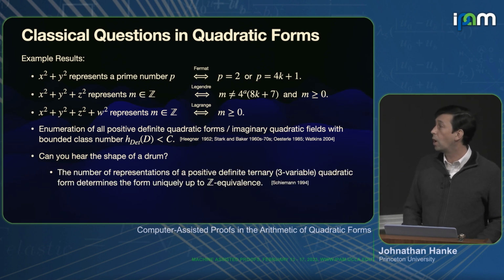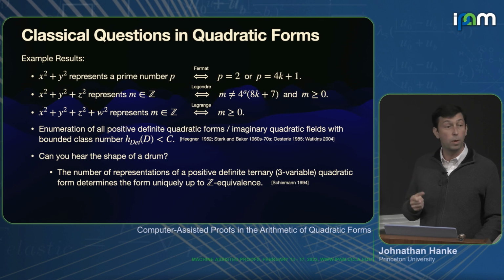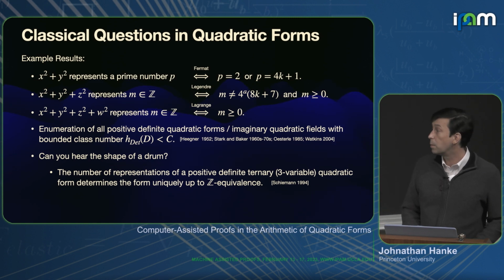One thing that was proved, a pretty amazing computational result that I'll mention more at the end if we have time, is that if you know the number of ways a number is represented by a ternary quadratic form, a three-variable quadratic form, then this determines the quadratic form up to integer equivalence. This is not an easy result, and there's no theoretical proof of it. This is a computational result, done by Shimura in the 90s.